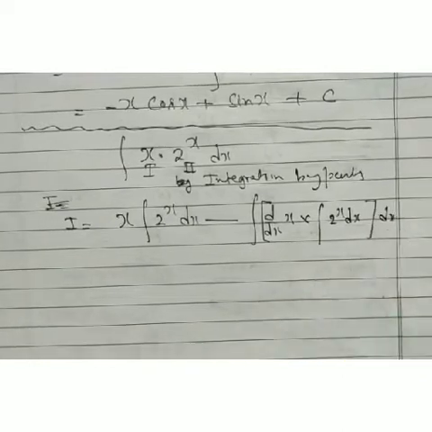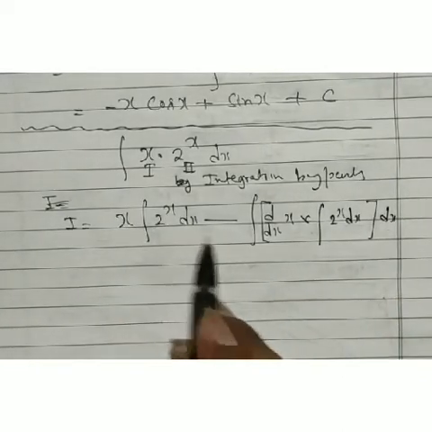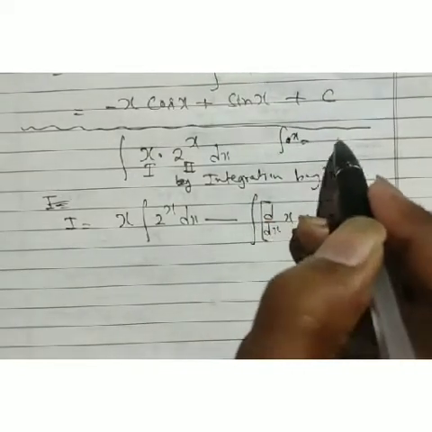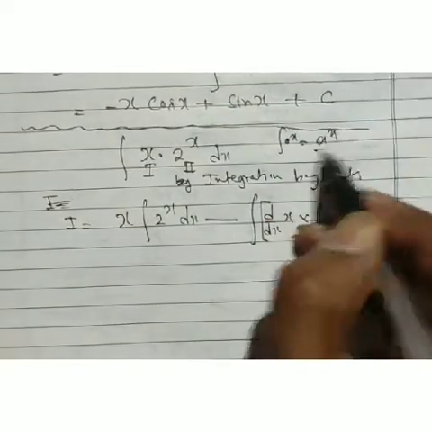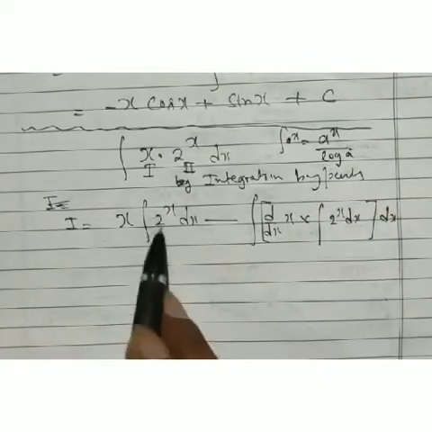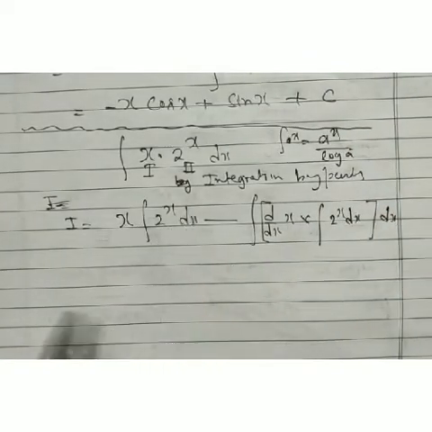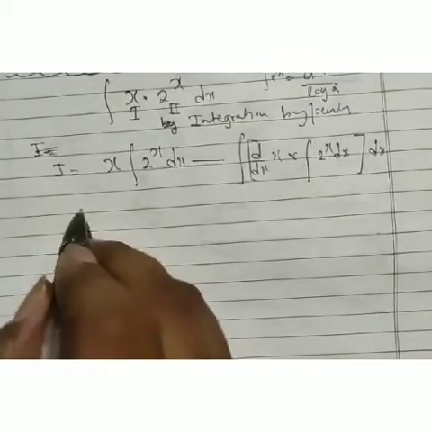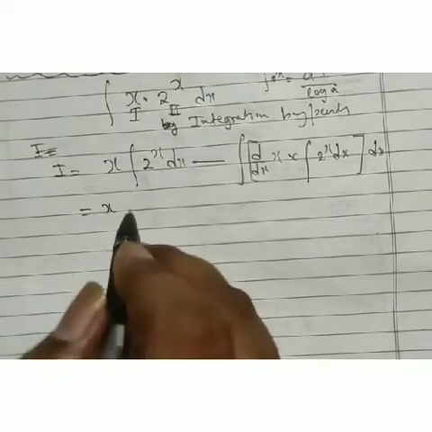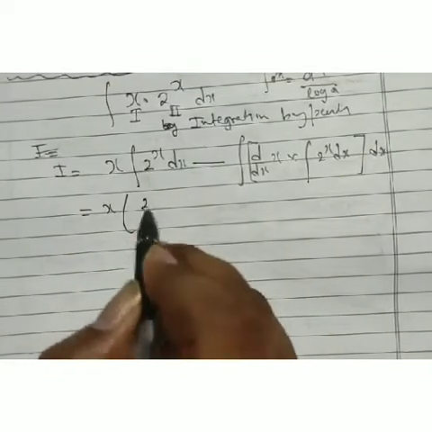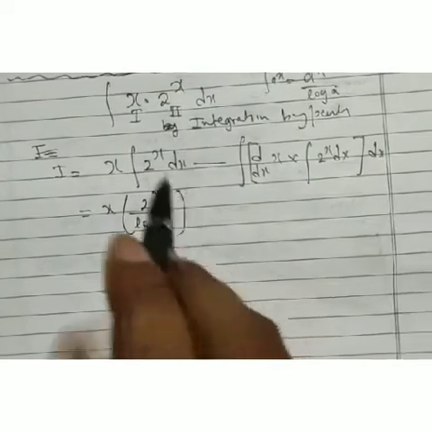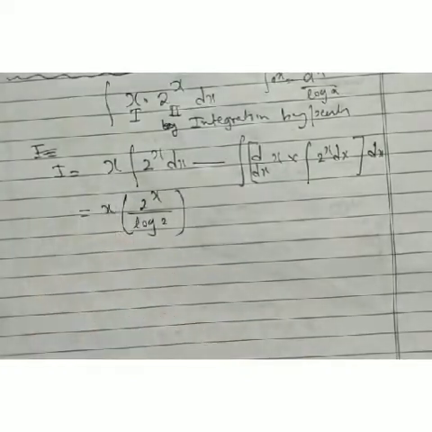Now, what is the integration of a to the power x? It's a to the power x by log a. Then what is the integration of 2 to the power x? We have 2 to the power x by log 2. So we have x, and the integration of 2 to the power x is 2 to the power x by log 2. Now we get the solution of the first part.